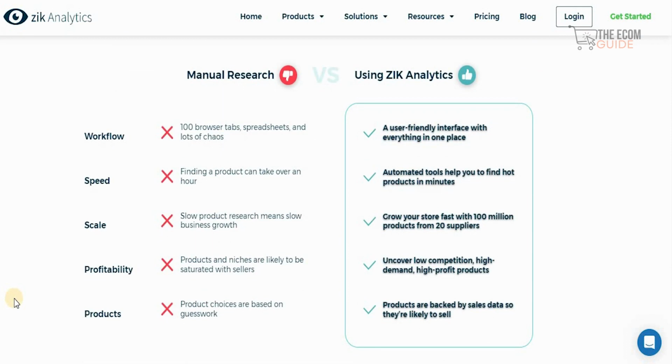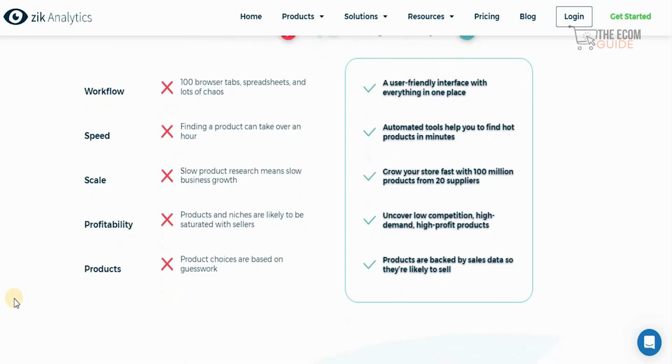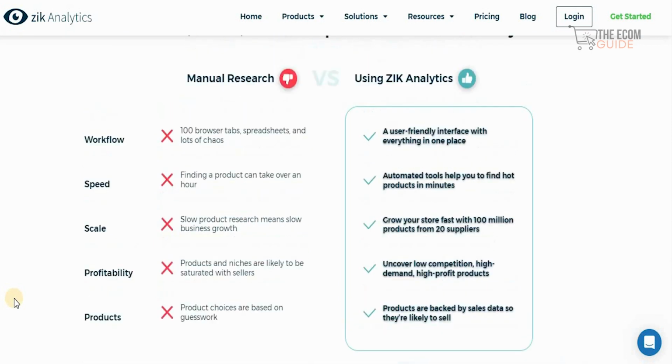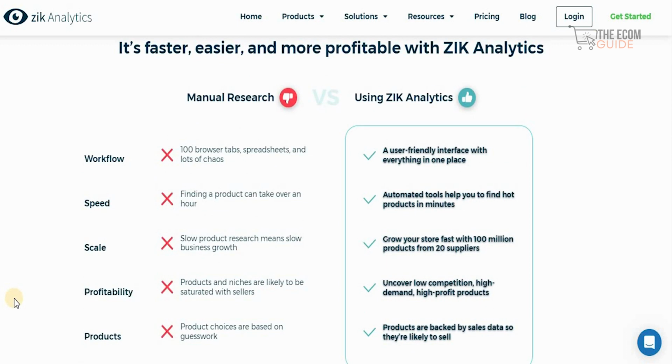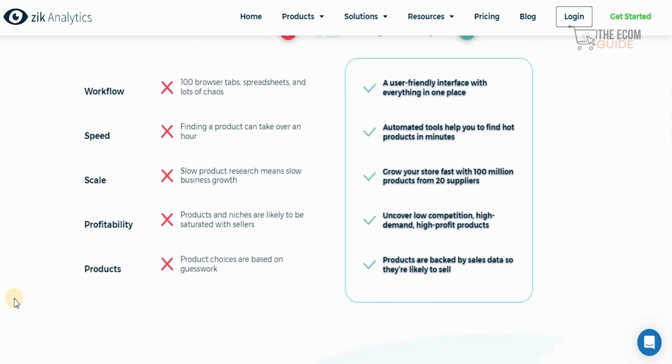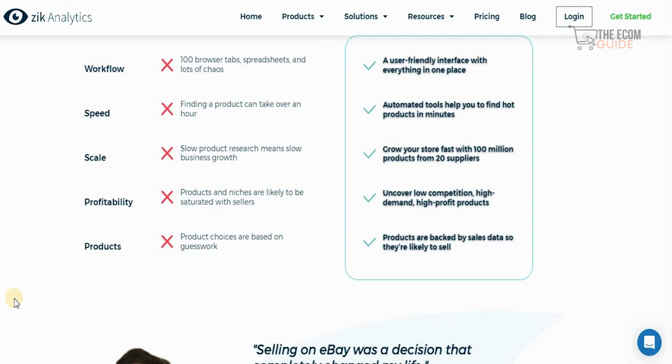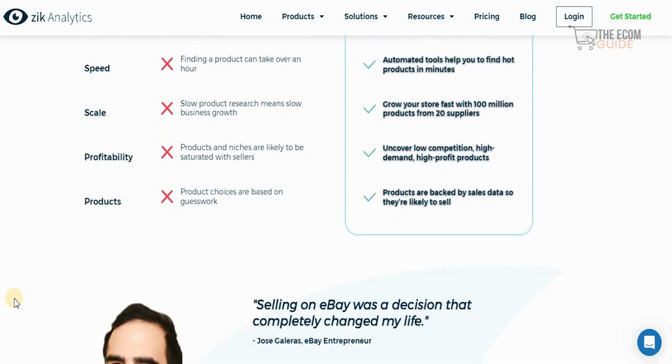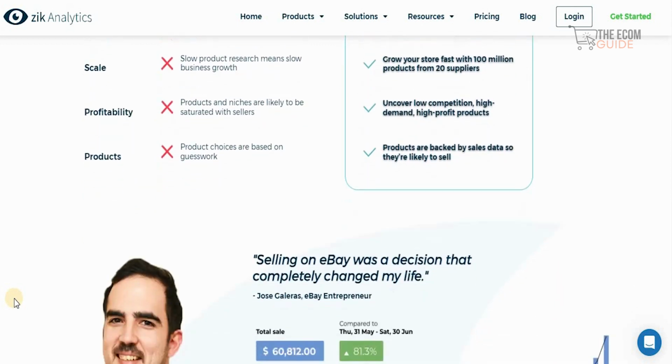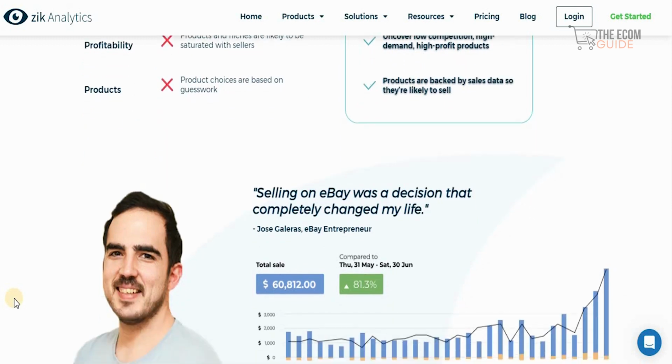You won't need to do manual research, from workflows to speed to skills to profitability and the products. Using Zinc Analytics, you can easily find user-friendly interfaces and automated tools that will help you find the hot products and grow your store faster, with 100 million products from 20 suppliers, and uncover the low competition, high demand, and high profit products, products that are backed by sales data, so they're likely to sell.